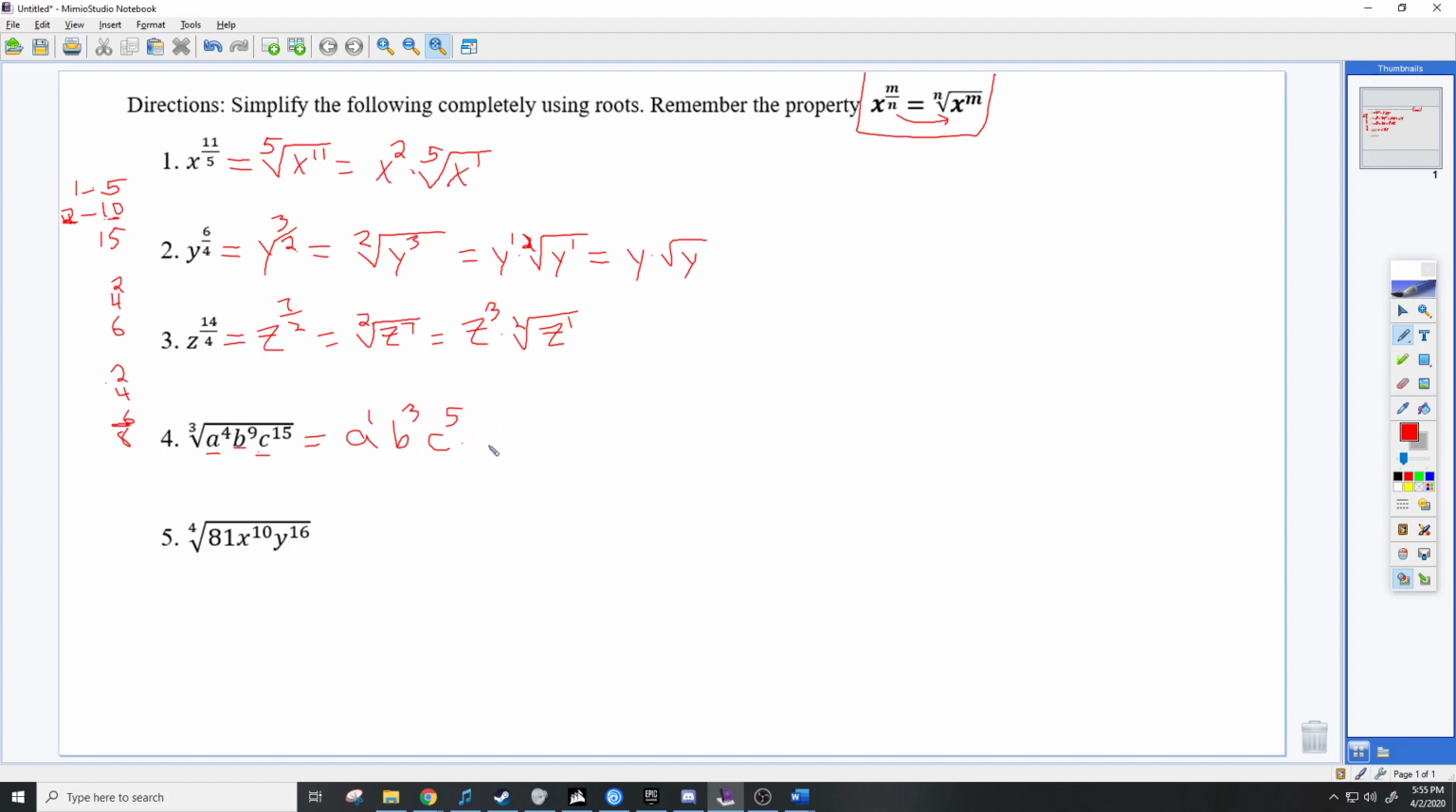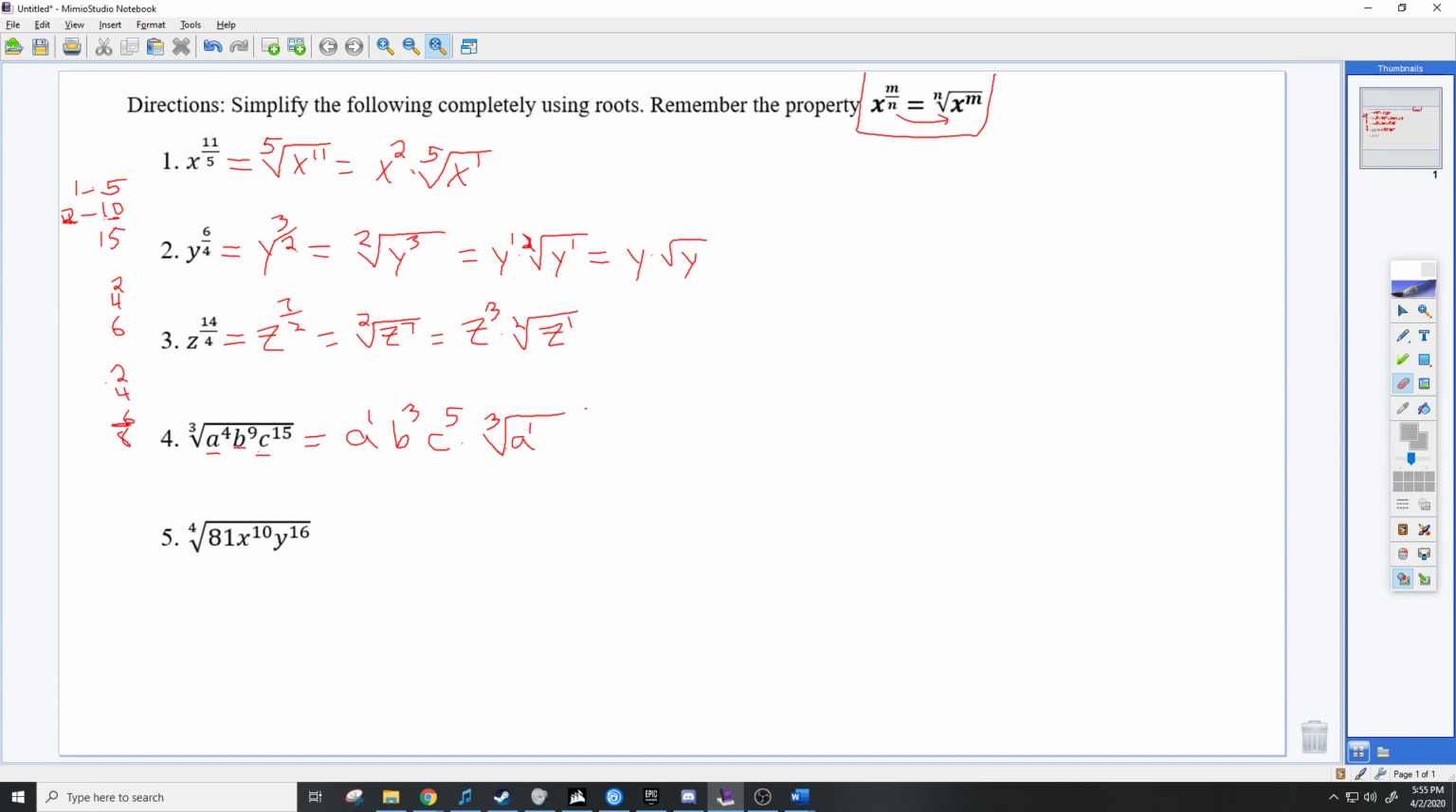Now we can start writing the radical, times the 3rd root of what? Let's go back and see what we have left. If 3 goes into 4 one time, how many are left? Well, 3 goes into 4 and gives you 3, so there's only 1 a left. 3 goes into 9 perfectly, so there's no b's. 3 goes into 15 perfectly as well: 3, 6, 9, 12, 15. So there's no c's.